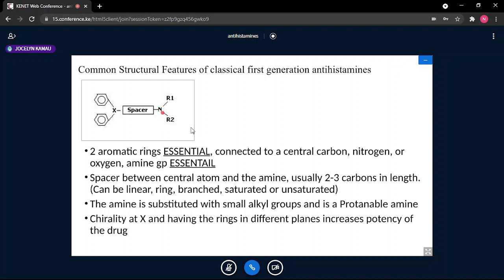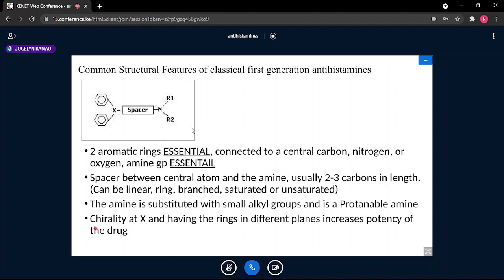But we have, of course, said it can be part of a piperazine ring, and even when it's part of a piperazine ring, it is still protonable. So one of the most important things to notice is that the nitrogen must be protonable. It must be protonated at physiological pH.